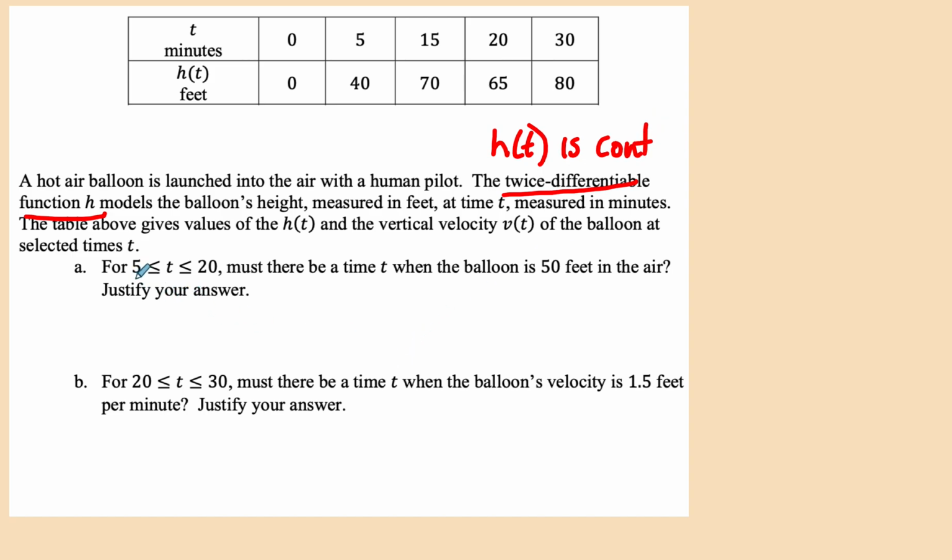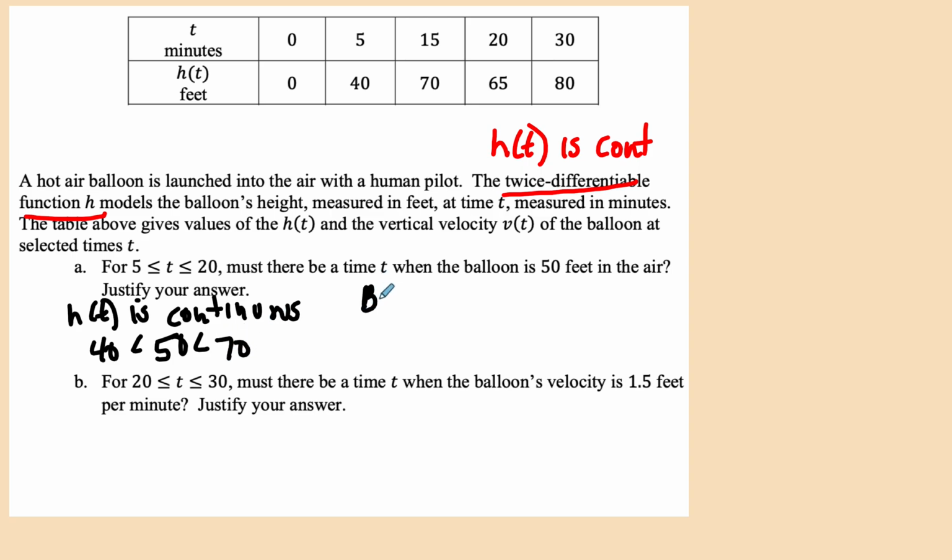Okay, so for 5 to 20, is there a time when the balloon is 50 feet in the air? Justify your answer. So between 5 and 20, we can see we have heights of 40, 70, 65, and 80. Now 50 is between 40 and 70. Now how do we go about doing it? Remember, you need to say h of t is continuous, and you must claim that you have an intermediate value. So 50 is between the values 40 and 70.